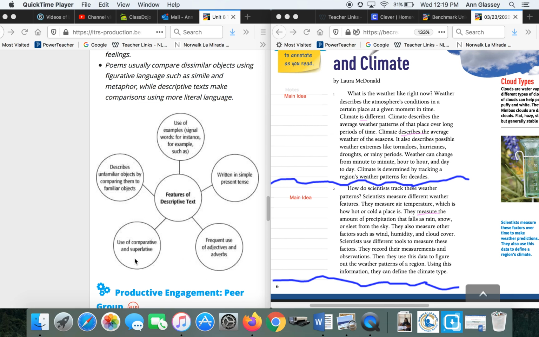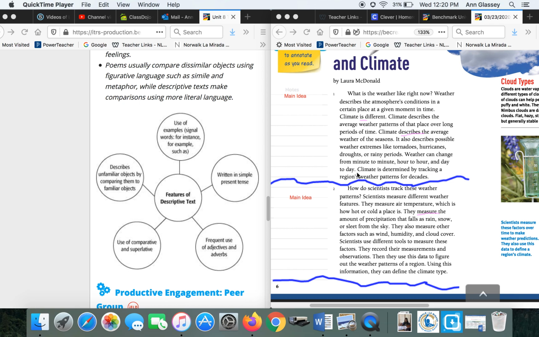They use comparative and superlative words like hotter, warmest, and they describe unfamiliar objects by comparing them to familiar objects, and they use examples in the text. Sometimes there are signal words like for instance, for example, such as. So I already showed you what simple present tense is. Now we're also going to look for comparing the unfamiliar with the familiar.